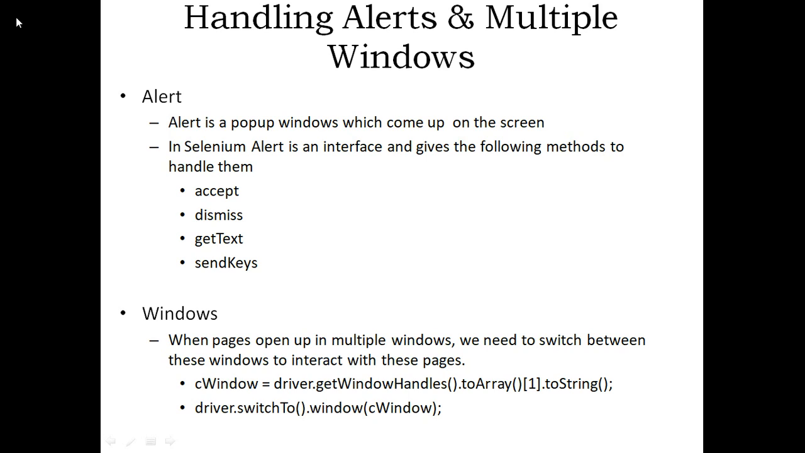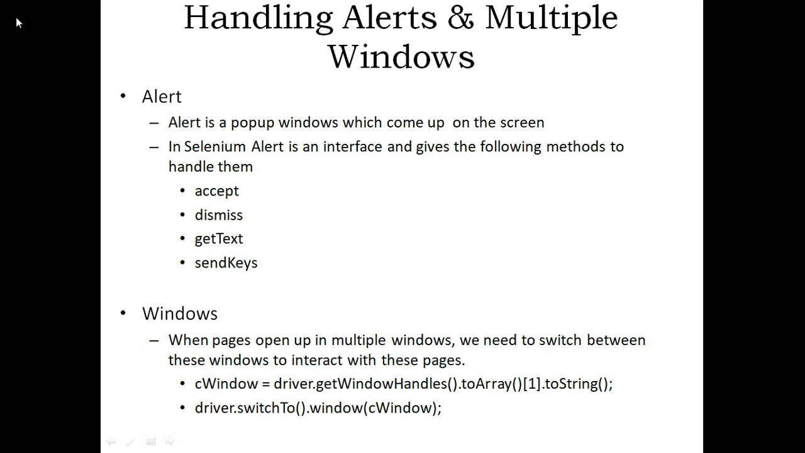They are simple alert which contains just the message and OK button, and there is a confirmation alert which contains the message as well as yes or no or OK or cancel button, and the third one is a kind of a prompt alert which will ask you for a question and then you have to answer either with yes or no. In Selenium, these can be handled by using an alert interface.